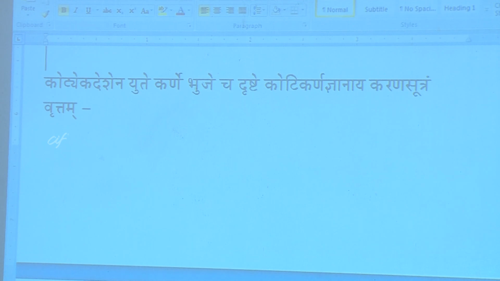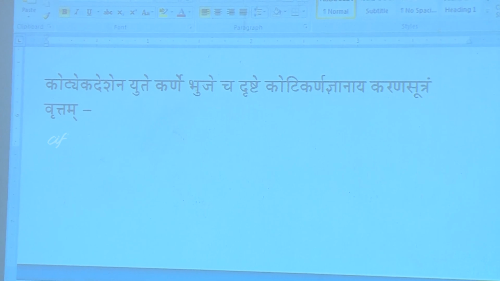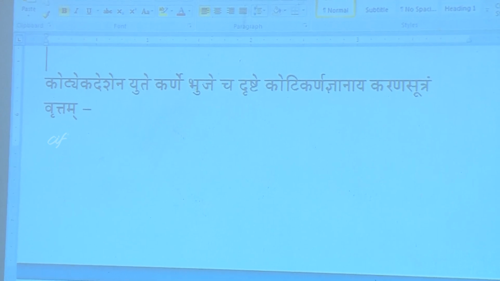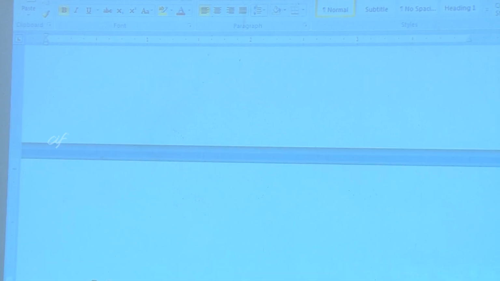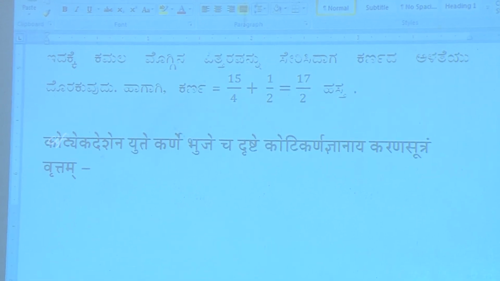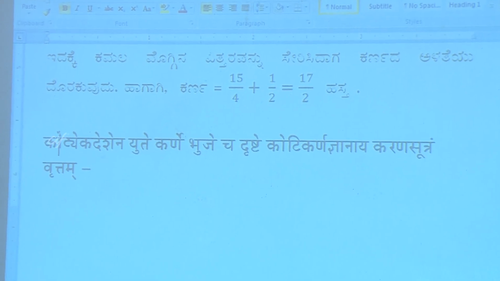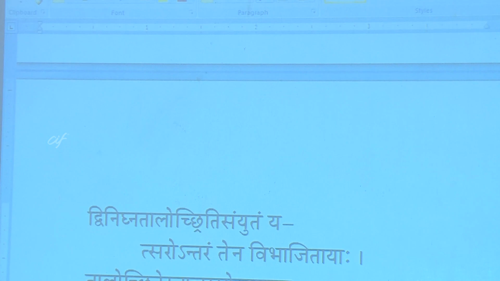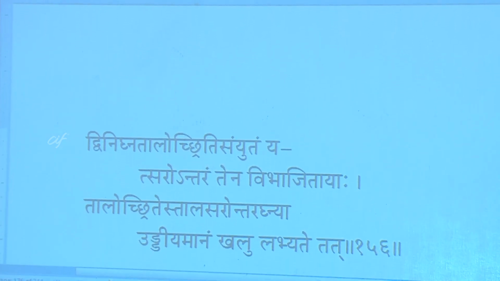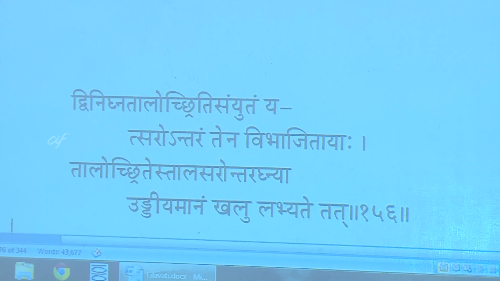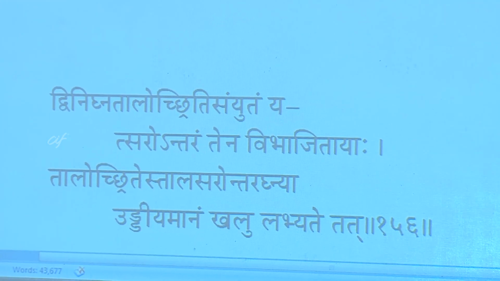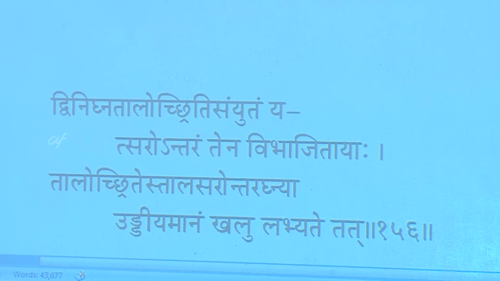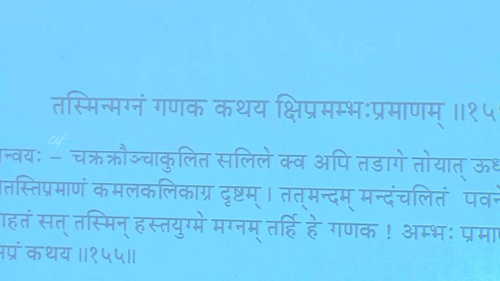We can just note down this formula like how it is done. Tomorrow we can work out all these problems. One session we will just solve all this stuff. Verse number 155. No, 155 itself.